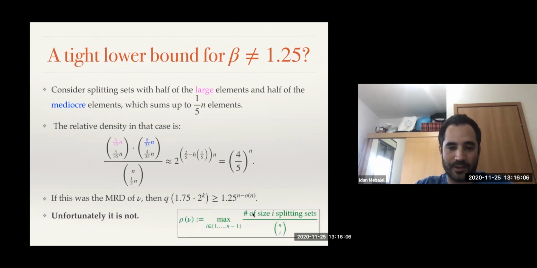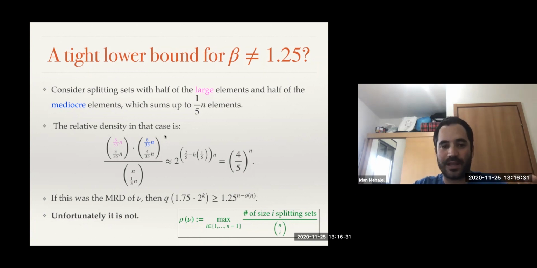But unfortunately, it is not, because just a reminder for the definition of MRD, it was the number of size i splitting sets over all subsets of size i, but this i is taken such that this expression is maximized. So previously, there was only one type of splitting sets, those who take exactly half of the large elements.